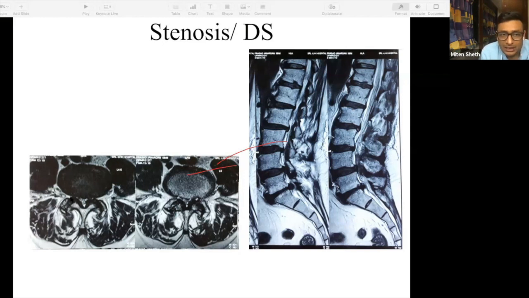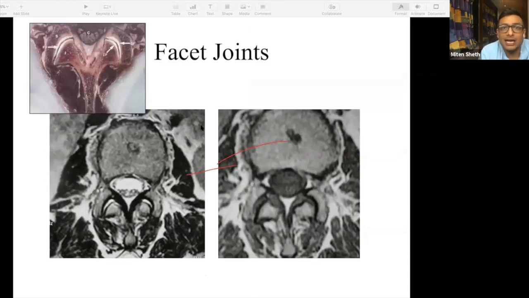You are seeing the ligamentum flavum, which is hypertrophied. You are seeing that the disc is coming back. Ideally, your disc is supposed to be like this. So your disc is coming back like this, and the lateral recesses are also obliterated. So this patient has lumbar canal stenosis because of degenerative disc disease and facetal hypertrophy. Understood? So this is basically how you read a stenosis MRI.